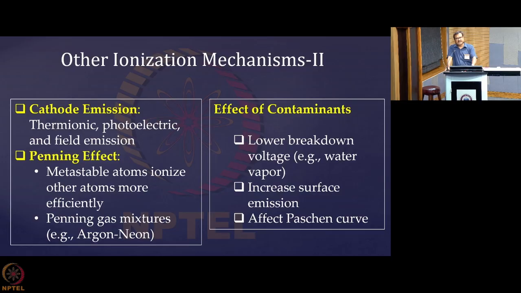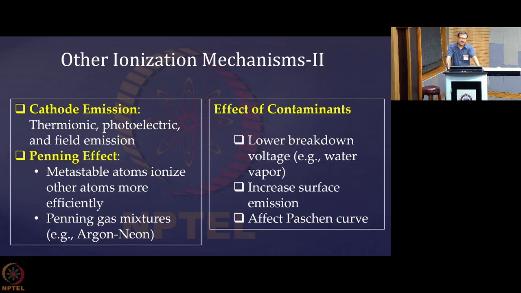Now come the contaminants. They usually lower the breakdown voltage, like moisture. They are available in most of the gases unless you take special precaution, so they can lower the breakdown voltage. Then if your surface, the metal which you are having, has some contamination, they can sometimes increase the surface emission, and all these can affect the Paschen breakdown curve, which you have read in a regular class.